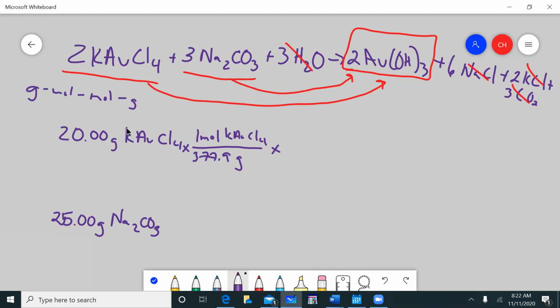Where did I get that? I took a potassium, a gold, and 3 chlorines. Now that we are out of grams and into moles, I can go from moles of this thing into moles of this thing, and I just use those nifty coefficients. In this case, it's a 2-to-2 ratio. So for every 2 moles of my reactant, KAuCl4, I will yield 2 moles of this product, which is AuOH3.